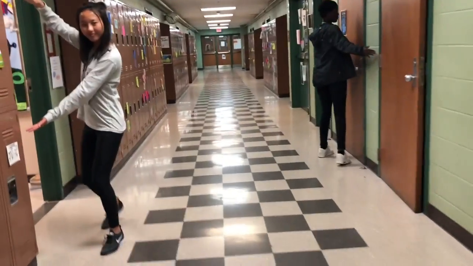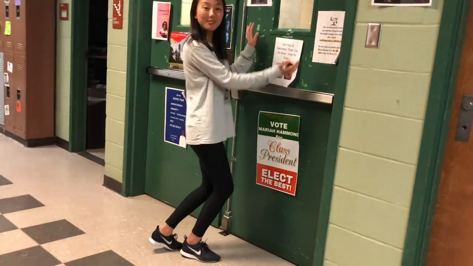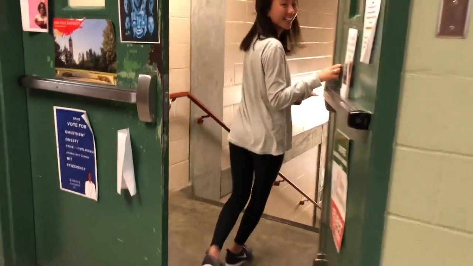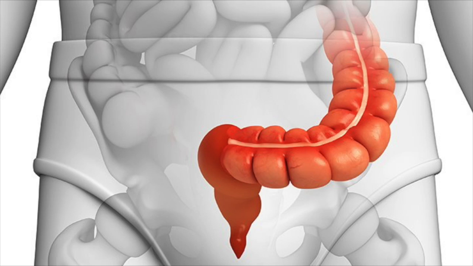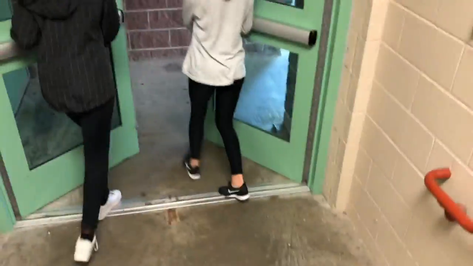And then we go to the sigmoid colon. We're almost out. To where? To the rectum. We are now in the sigmoid colon. It is the curved S-shaped region of the large intestine and is the final segment of the colon. It transports fecal matter until they are ready to be eliminated through the anal canal.